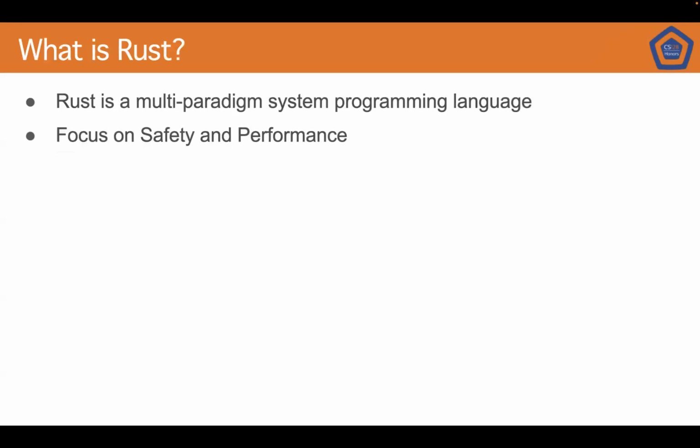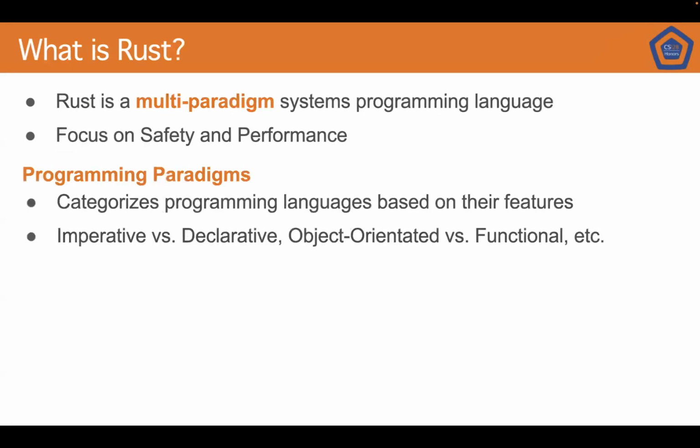Okay, great. So let's get into it. So what is the Rust programming language? Well, Rust is a multi-paradigm systems programming language that places emphasis on safety and performance. So what does any of that mean? Well, let's break it down.